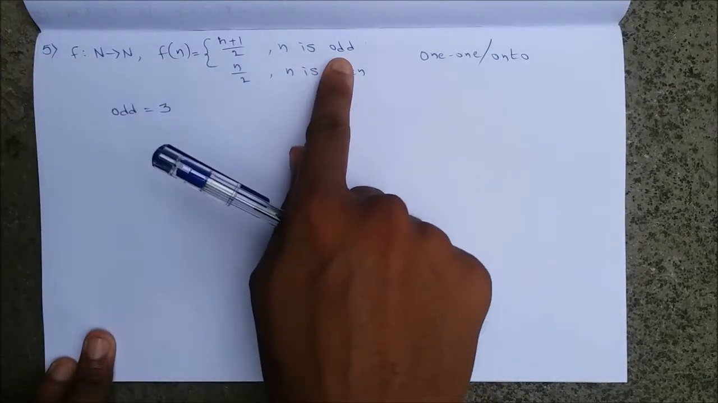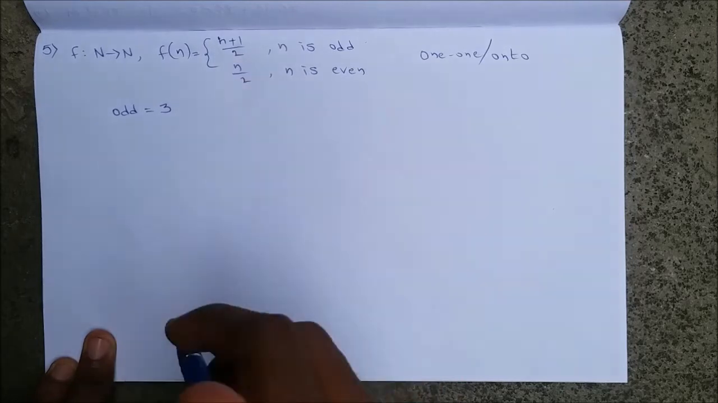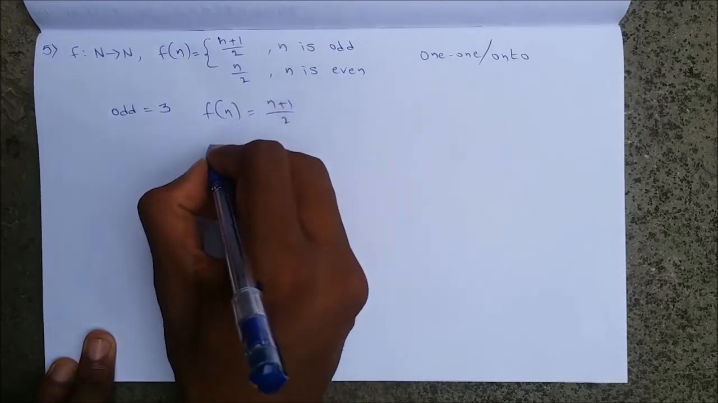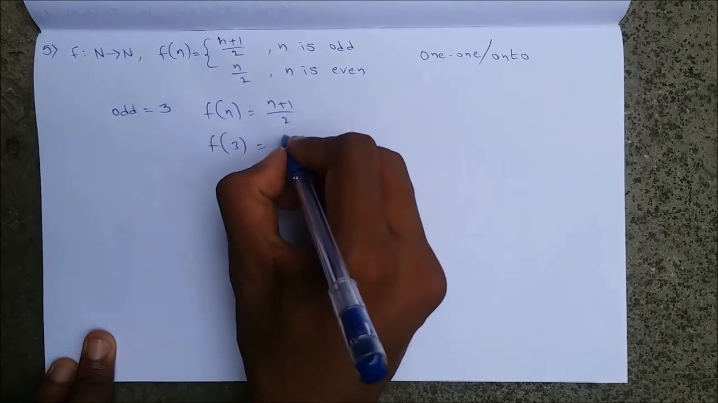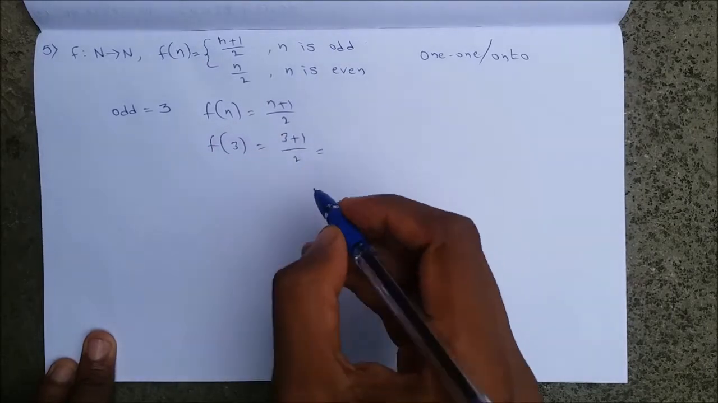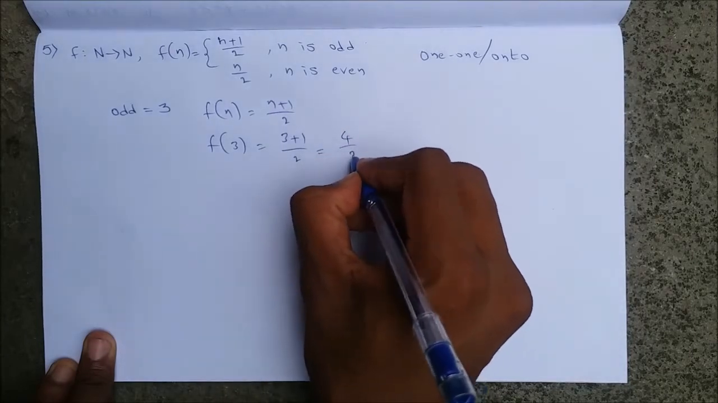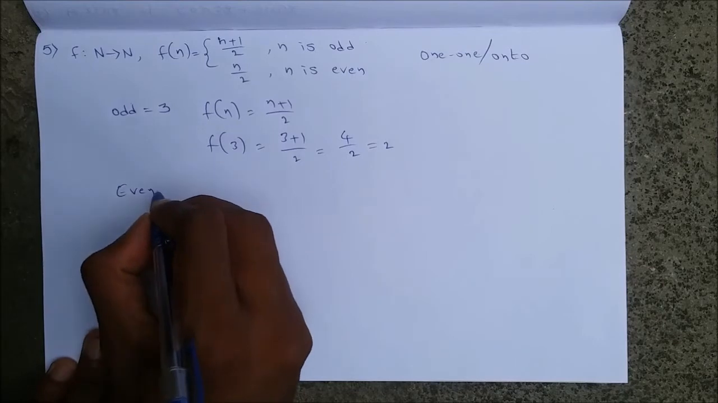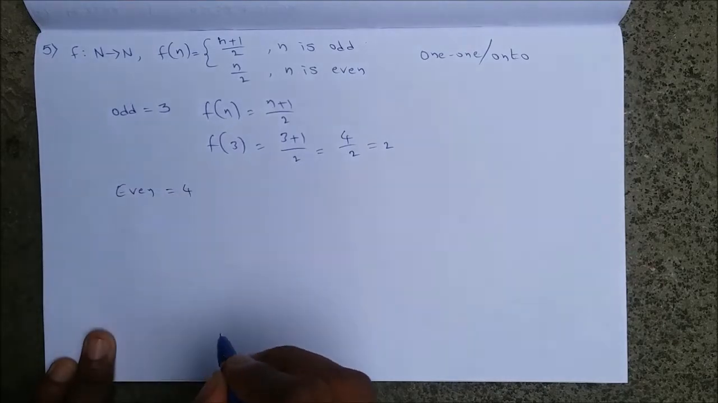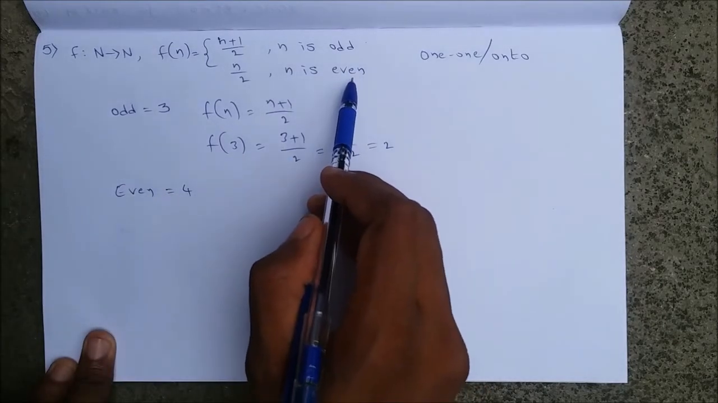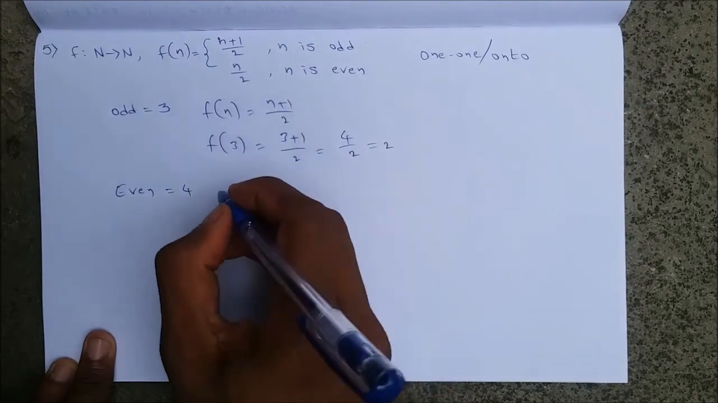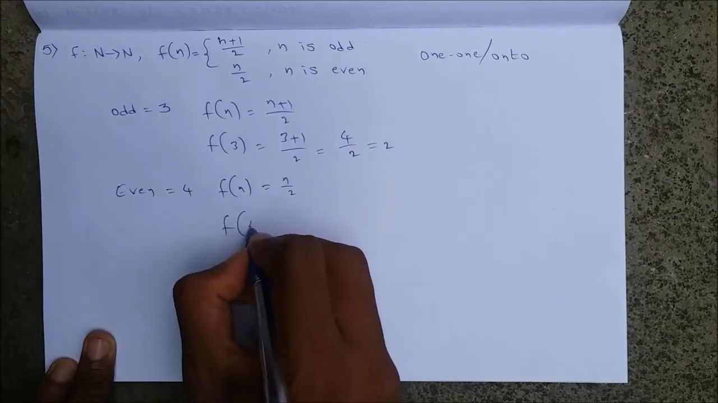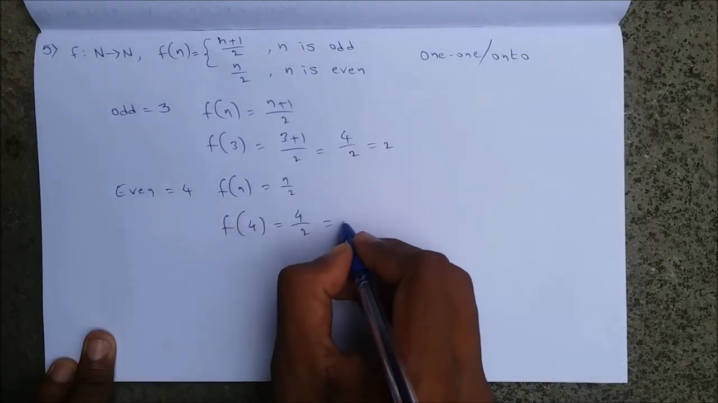If n is an odd number, this is the function, that is (n+1)/2. So f(n) is equal to (n+1)/2. f(3) is equal to (3+1)/2, 3 plus 1, 4 divided by 2, nothing but 2. Now again I am taking one more, an even number, some 4. So if n is an even number, then we need to take the function n/2. So f(n) is equal to n/2. So f(4) is equal to 4/2, nothing but 2.